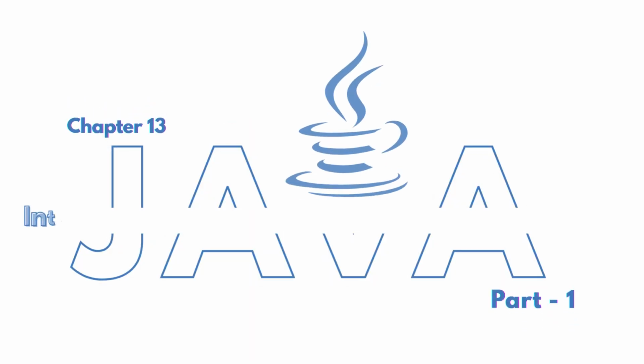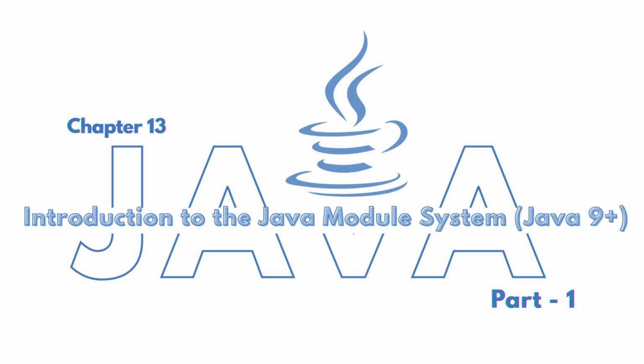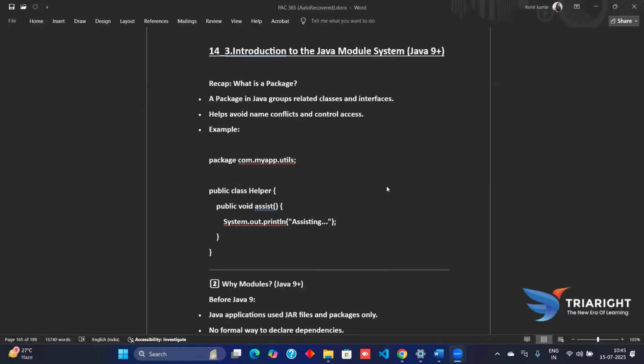Today we have the Java module system, which we will be learning about further. Previously we have seen what a package is: a collection of classes and interfaces that avoids name conflicts and controls access.